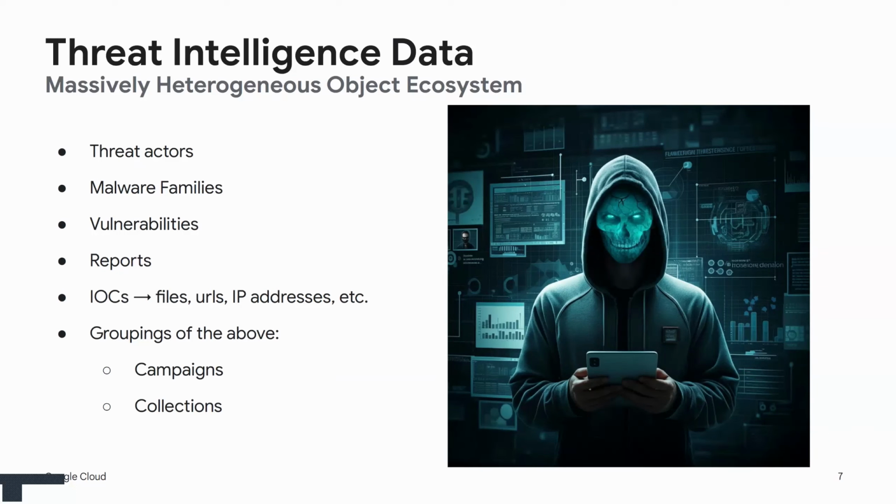Here's a picture from ImageGen. I asked it, what do you think massively heterogeneous threat intel data looks like, with threat actors, malware families, and vulnerabilities, and it produced this nice picture, right? But we have basically a lot of different objects with different contexts. So threat actors, malware families, vulnerabilities, reports, lower level features like indicators of compromise, files, URLs, IP addresses, et cetera. And then groupings of these objects, right? So targeted campaigns, corresponding to activity over time for a particular threat actor targeting a given region or something like that. So very different granularities here, different scales.